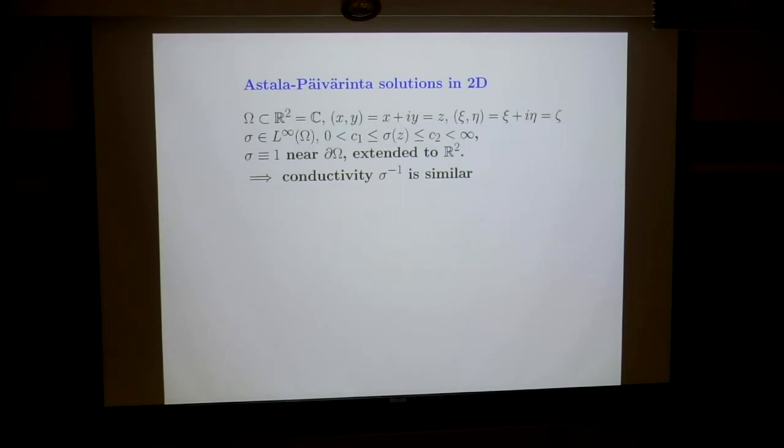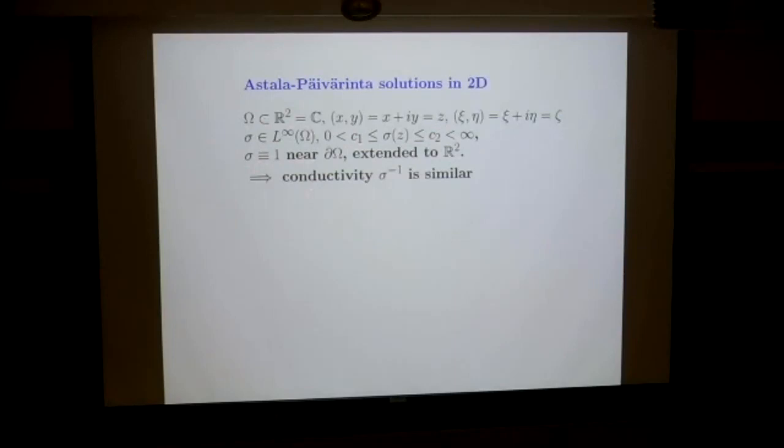So let me just quickly describe some of the background here. Astala and Päivärinta introduced these solutions in two dimensions, where you really use the structure of R2 as the complex plane. And they related the connectivity equation to a Beltrami equation. So let me quickly relay this. You think of omega as sitting inside the complex plane. You think of x, y as being the complex number z. You assume that sigma, as I said before, is bounded above and below by positive constants.